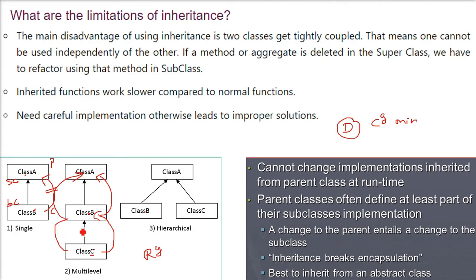And inherited functions work slower compared to normal functions. A normal function is just like that. Here there are different levels of control flow, so the control passing is too high. We need to be very careful about implementation, otherwise it will have an improper solution. We cannot change implementation inherited from the parent class at runtime. This is a disadvantage. And parent classes often define at least part of their subclass implementation.